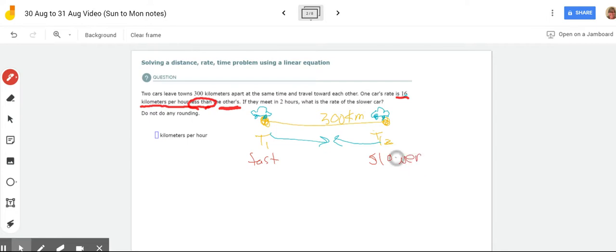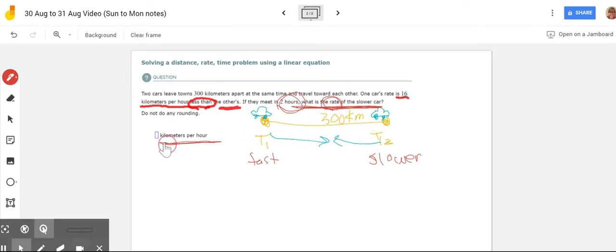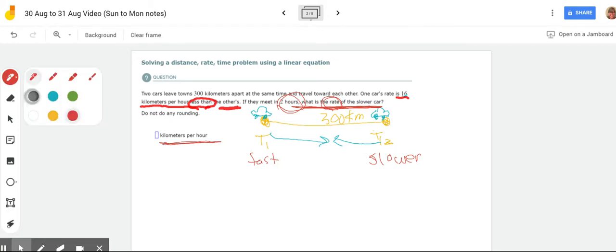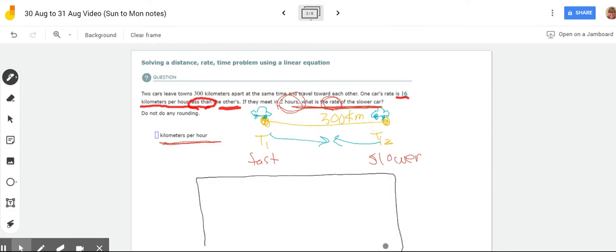If they meet in 2 hours, now you have some more information. Here's your question: what is the rate? This is going to tell you what you're looking for. And they actually tell you how to answer it right here, in kilometers per hour. So we're going to set up a table, and we're going to set up the table like this.